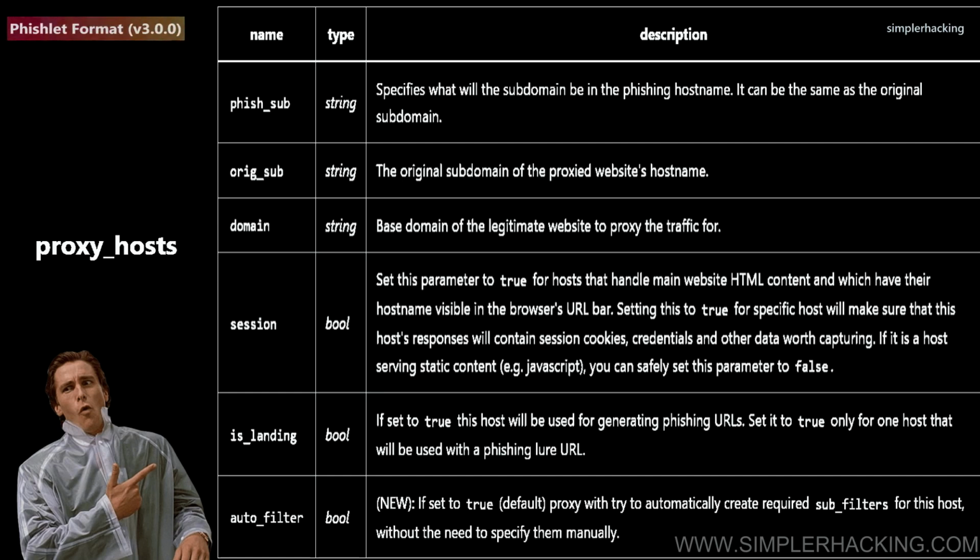To wrap up proxy hosts, we have first phish sub, org sub, domain, session, isLanding, and autofilter. We will go over the procedure of how to correctly identify these values for just about any website once we get deeper in the course. Make sure to understand these values because it is very important. Missing a domain or subdomain value will cause your Phishlet to not work and fail before the user even has the chance to enter anything.